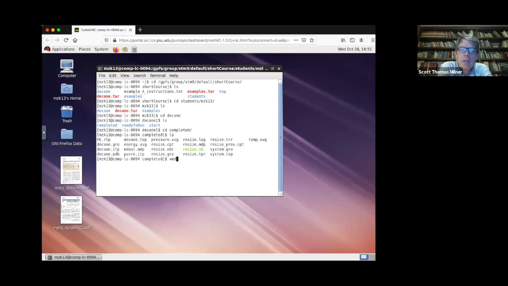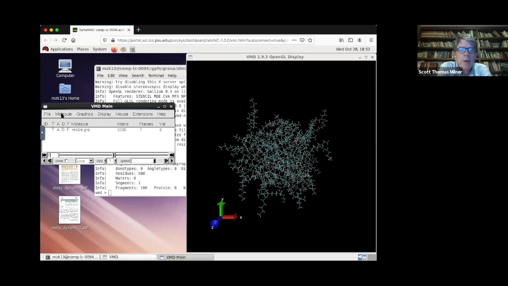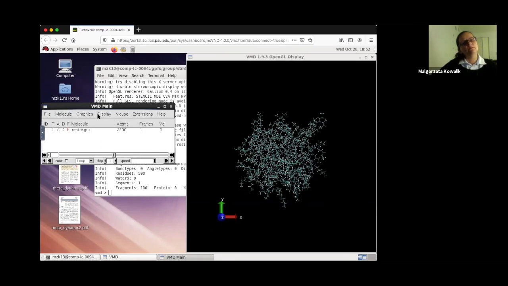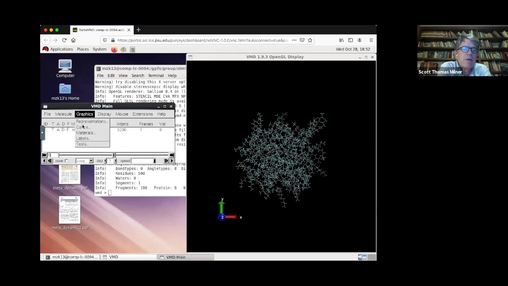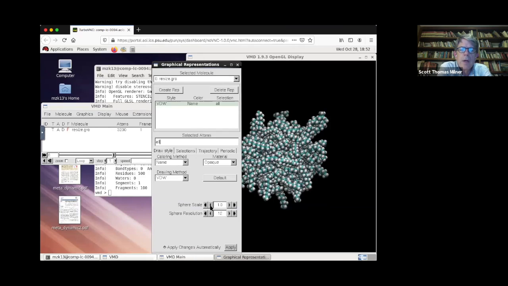So VMD space resize.grow is how you get started. Okay. And that gets you that. And then you want to change the display to orthographic, and change the representation to van der Waals. Not colors, but representations. Drawing method VDW. And okay, and then it's fine to have them full size, whatever. And close that little window.